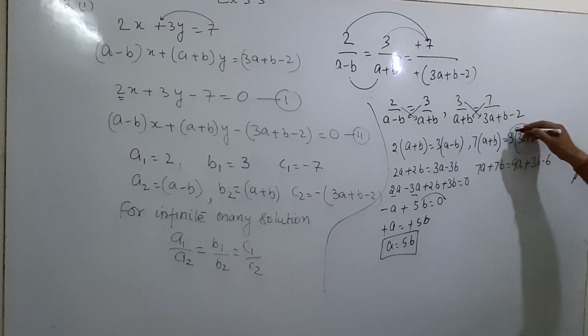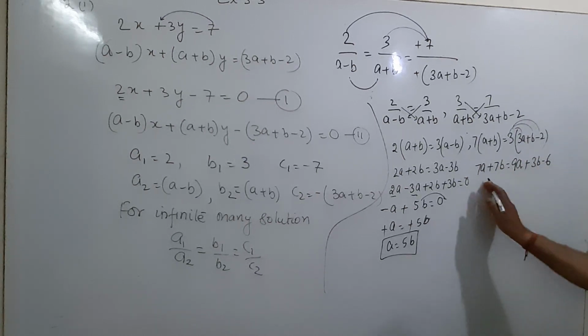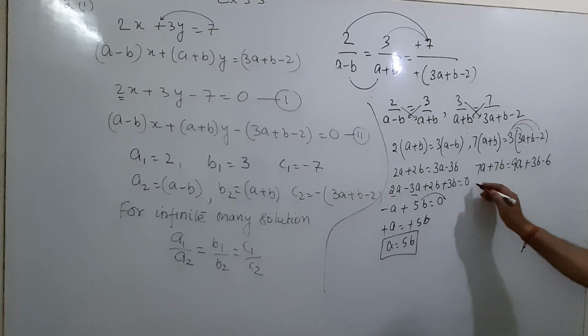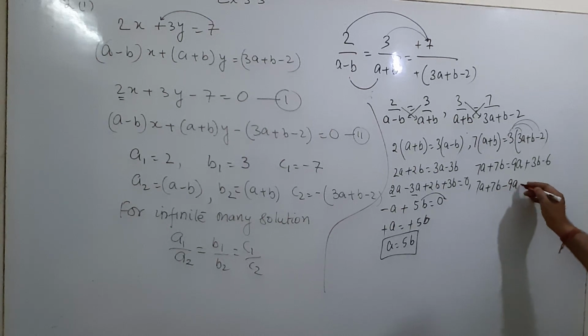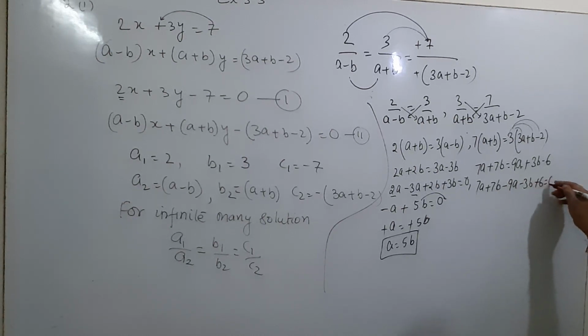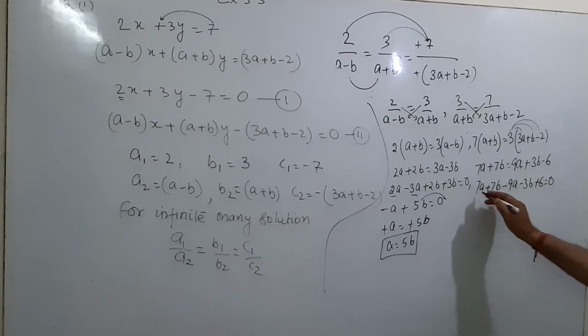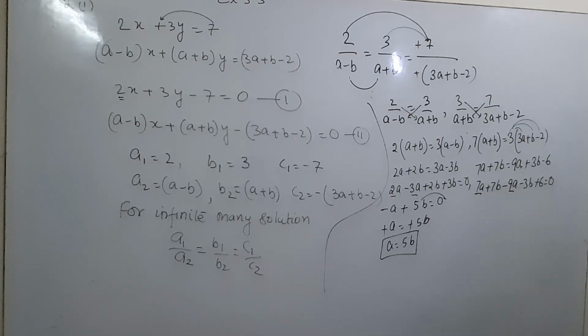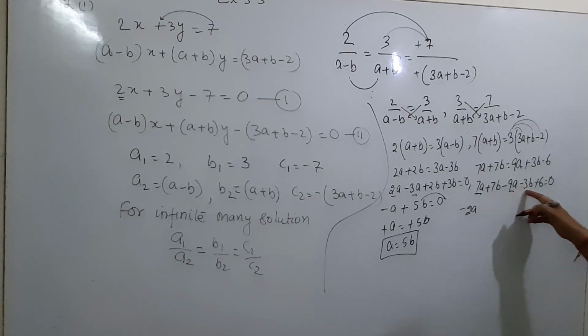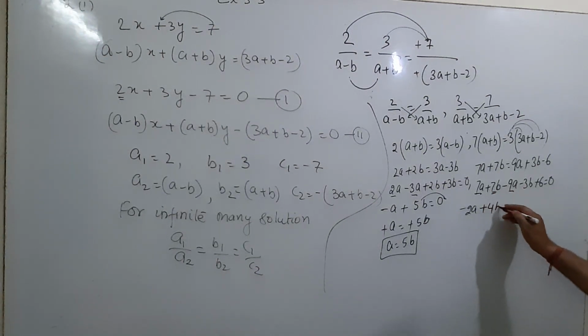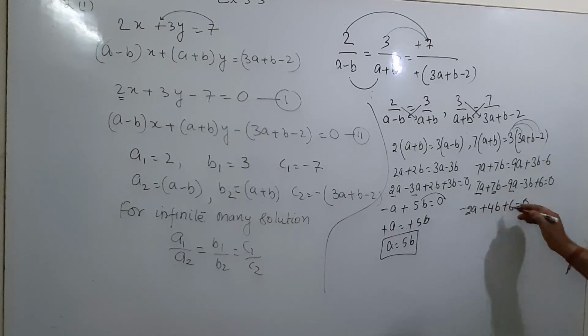This will multiply to this again. Then we have to change toward the left side: 7A plus 7B minus 9A minus 3B plus 6 equal to 0. Now 7A minus 9A is equal to minus 2A, and 7B minus 3B is plus 4B, plus 6 equal to 0.